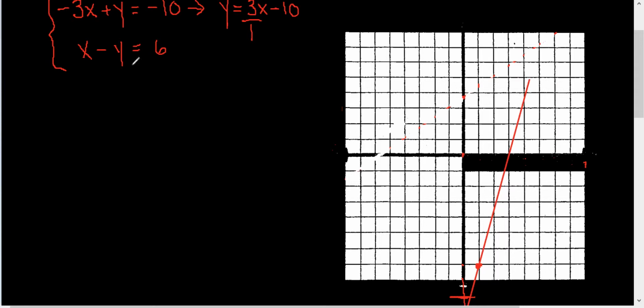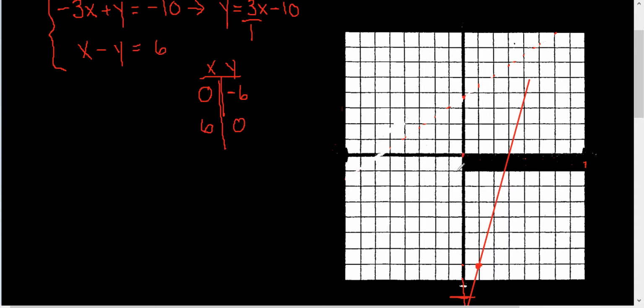So now I've got to graph this guy here. This time I'll use the t-chart, x and y. The x and y are on the same side, so that means when x is 0, y is going to be, let's see, negative y divided by negative 1. Y is going to be negative 6. When y is 0, x is going to be 6. So there's my 2 points of my second equation.